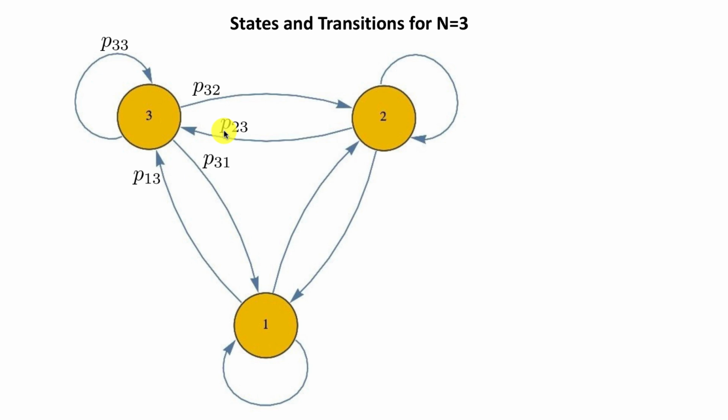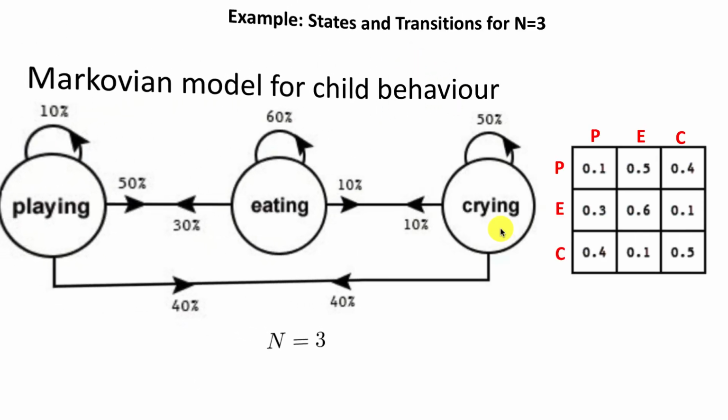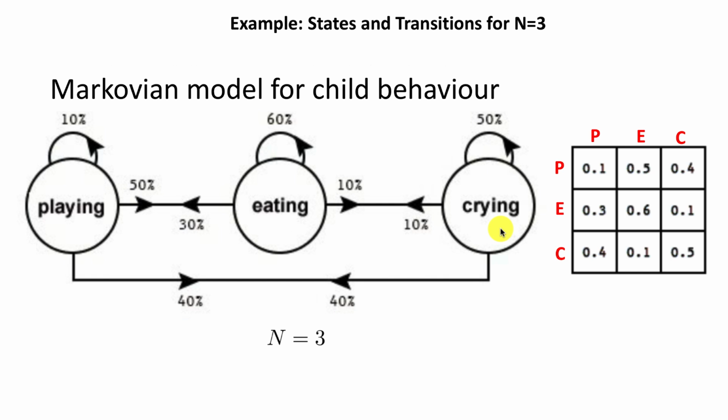So we can write arrows for all of these probabilities. Another example, to go from 3 to 1 is this, P31, and to go from 1 to 3 is P13, with the arrow directed into 3. Let's take examples of Markovian systems.